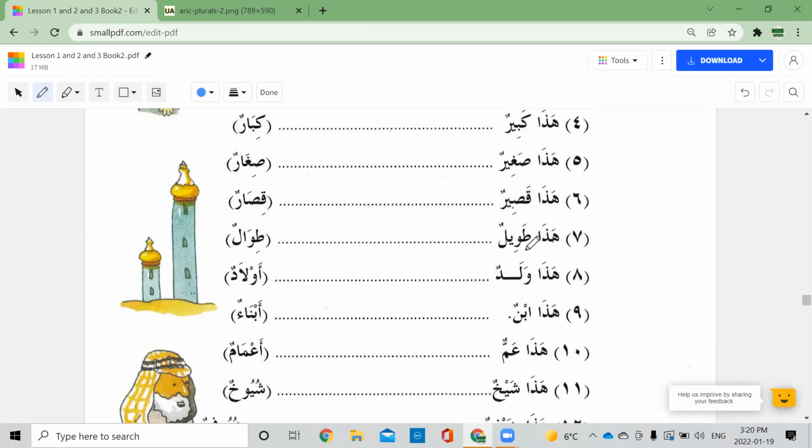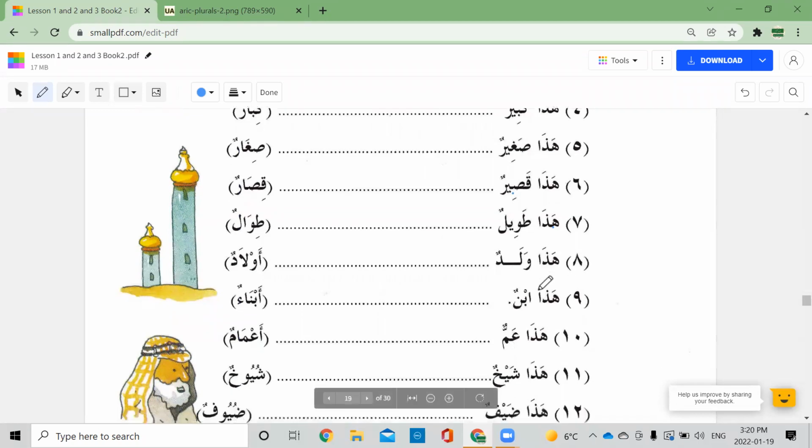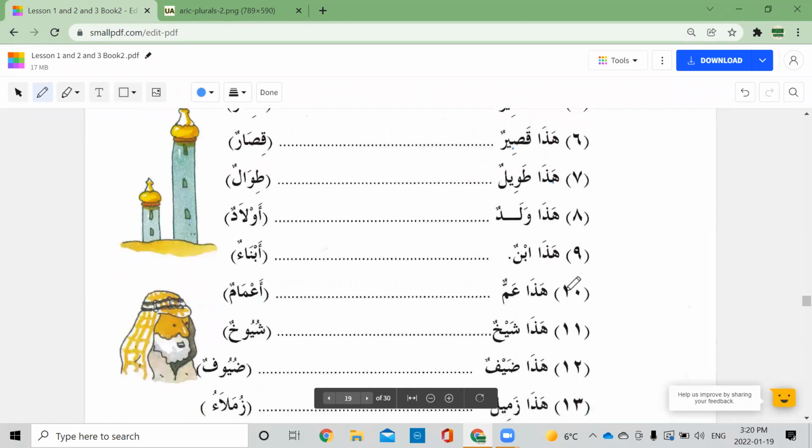This is a boy. These are boys. Hada ibnun. This is a son. Haulai abna'un. These are sons. Hada ammun. This is an uncle. Haulai amamun. These are uncles. Hada sheikhun. This is a sheikh. Haulai shiyukhun. These are multiple sheikhs.